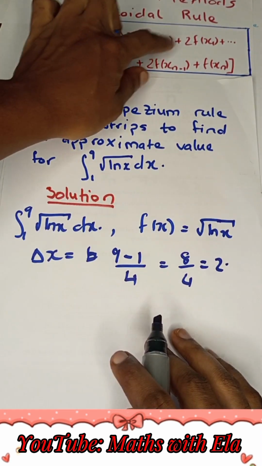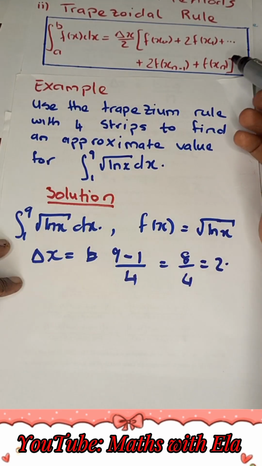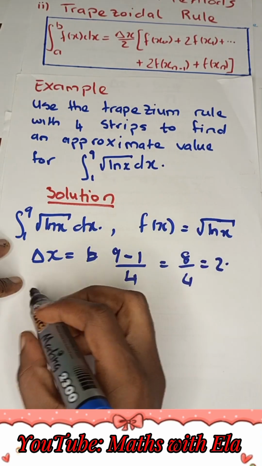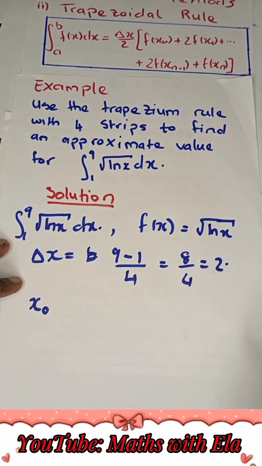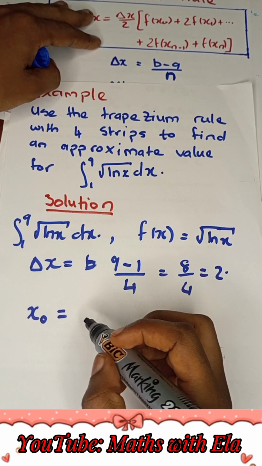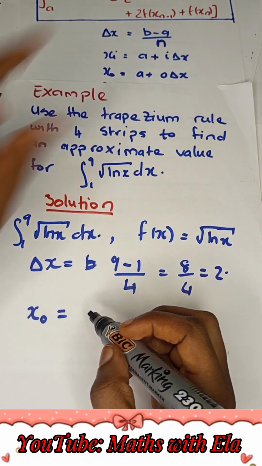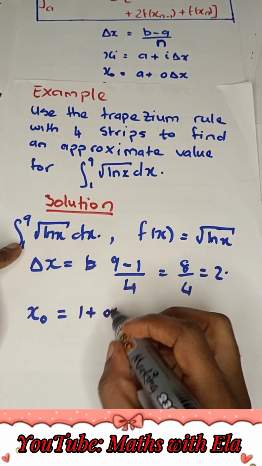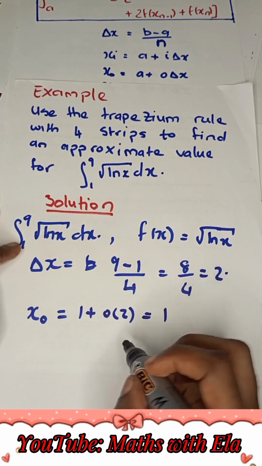The next thing we need is x0, x1 up to x4, because our n, the number of stripes, is 4. So we are going to have x0, x1, x2, x3, x4. So x0 will be a. We said x0 was a plus 0 times delta x. So in this case, our a is 1 plus 0 times delta x. Delta x is 2. That gives us 1.